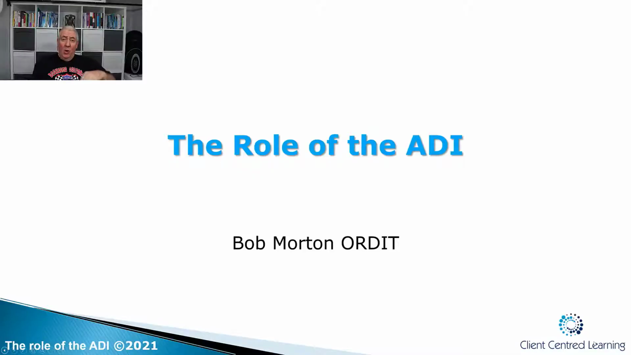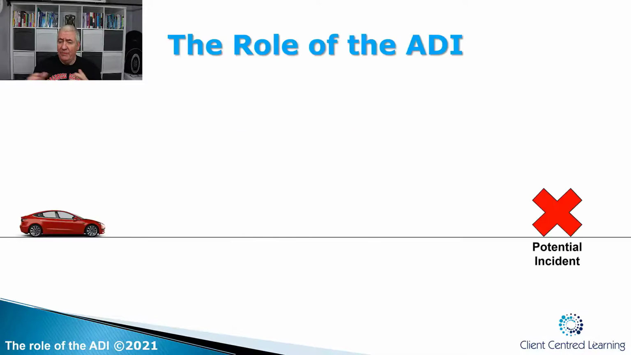Hi. What we're going to look at is the role of the ADI, what the job is actually all about. If we look at the car here, it's travelling from left to right on your screen, heading towards where the red cross is. That's a potential incident. This is akin to what we're looking at in the hazard perception test. We see lots of potential incidents. We mustn't click the button until that hazard develops, i.e. requires some input from the driver of the vehicle approaching it, other than just keeping an eye on it.